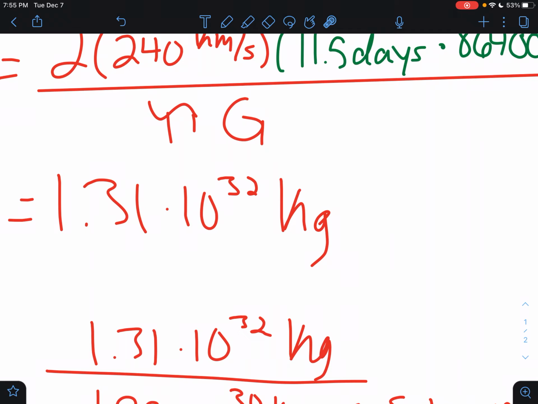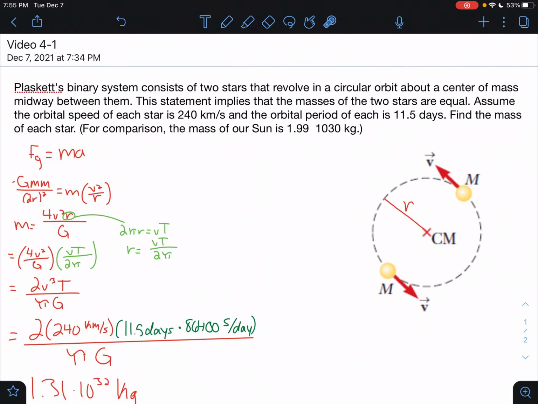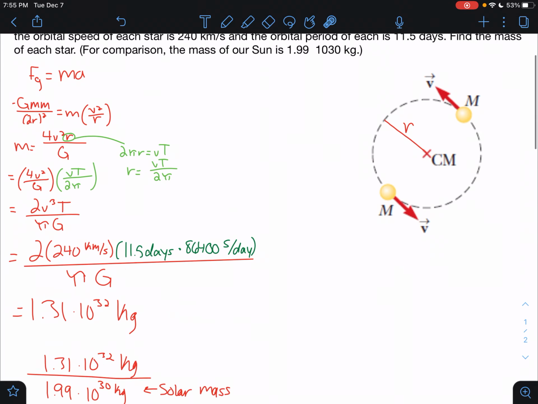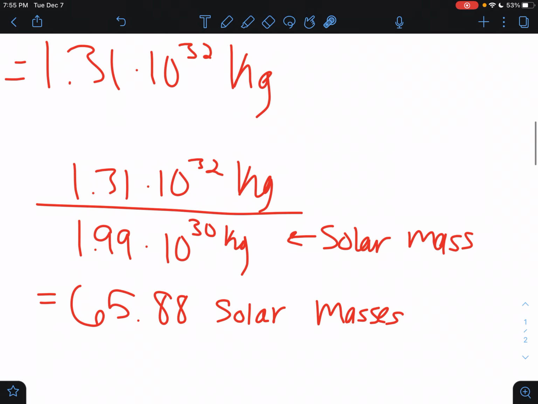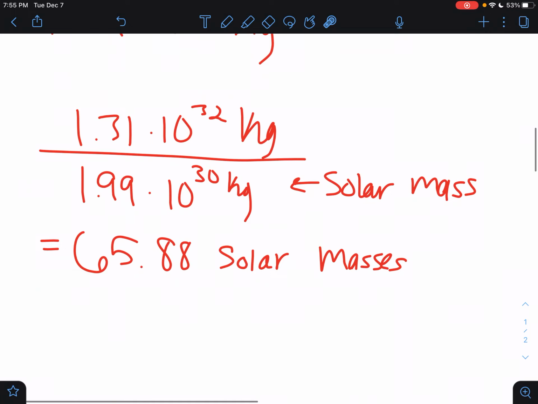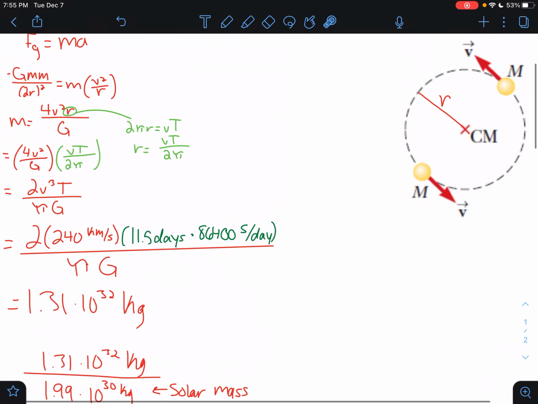I did want to stop here because they asked for the mass of the planets, and I found the mass of the planets. But no, they wanted it in solar masses, which is why they gave me this here, which I should have figured out, but I just didn't. So, here's the mass I got. This is the mass of the sun, and then you just divide them to get 65.88 solar masses. Yeah, that's how I solved this problem.